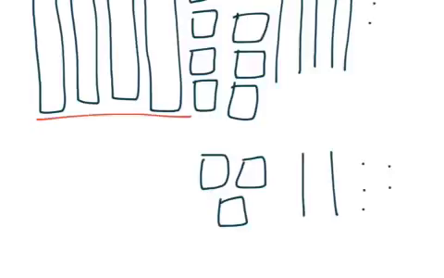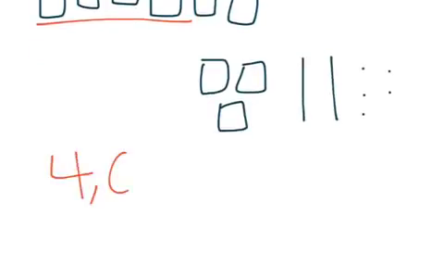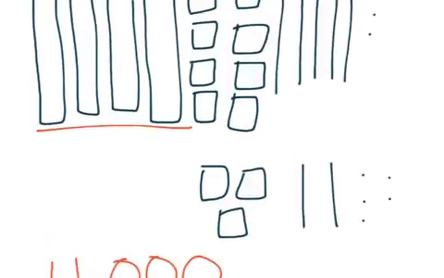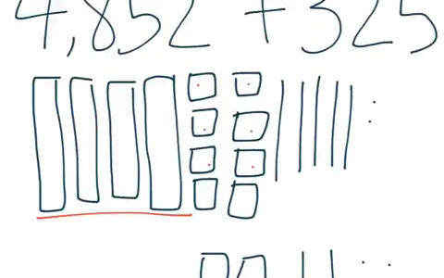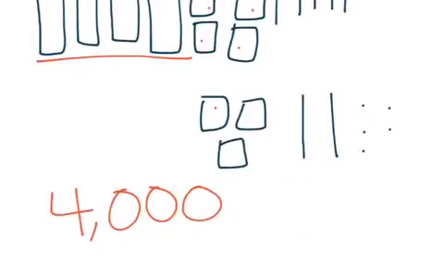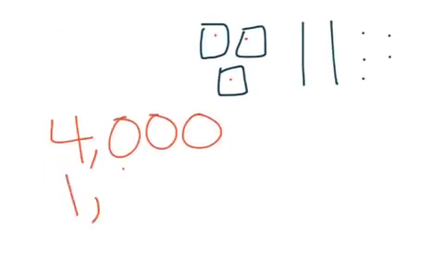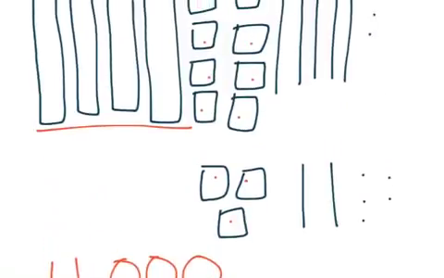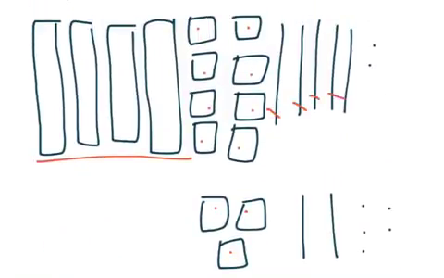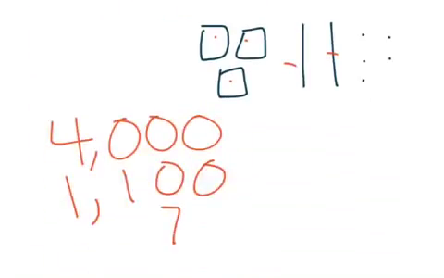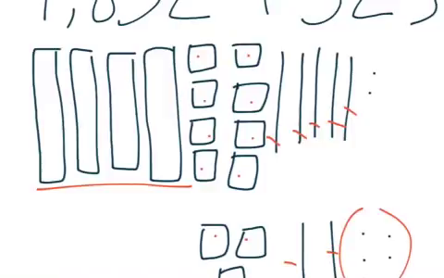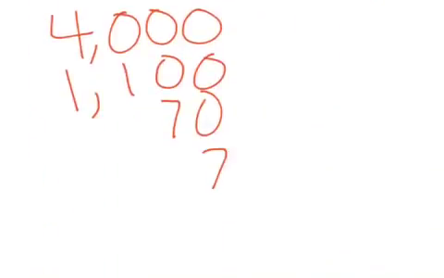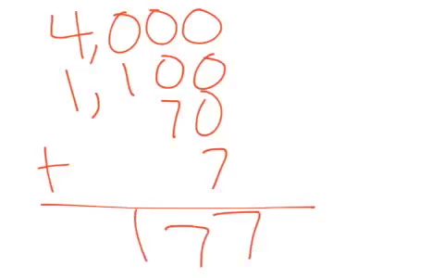So if I look at this, the thousands, I have 4,000, so I'm going to write that right down here. Then I go to the hundreds. I have 1, 2, 3, 4, 5, 6, 7, 8. I have 8 hundreds, 900, 1,000, 1,100. For tens, I have 10, 20, 30, 40, 50, 60, 70. And for ones, I have 5, 6, 7. So now I need to add this. So I have 7, 7, 1, and 5. So 5,177.